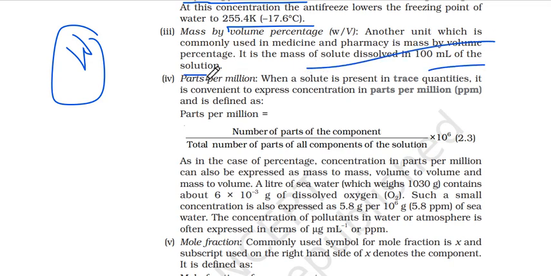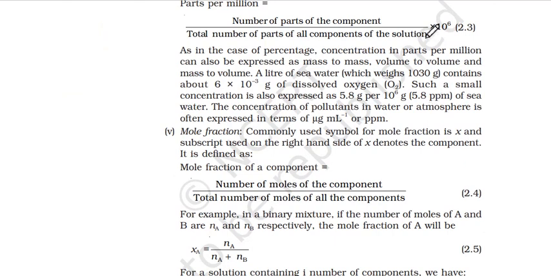Parts per million. When a solute is present in trace quantities, we express it in ppm, or even ppb, parts per billion. When we see percentage, it is just per 100. Here we go per million. So when a solute is present in trace quantities, it is convenient to express its concentration in parts per million. So we have the number of parts of the component divided by the total number of parts, multiplied by 10 raised to the power 6, that is 1 million.